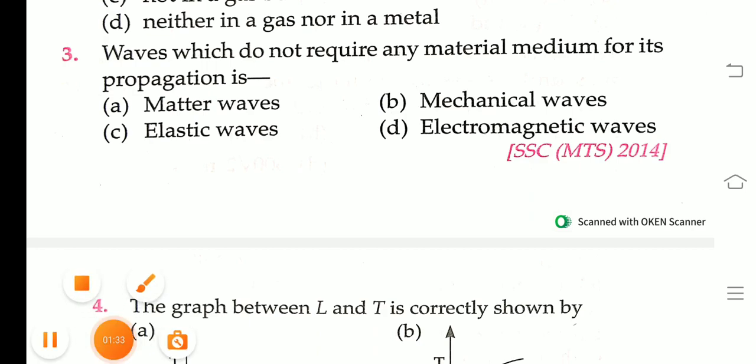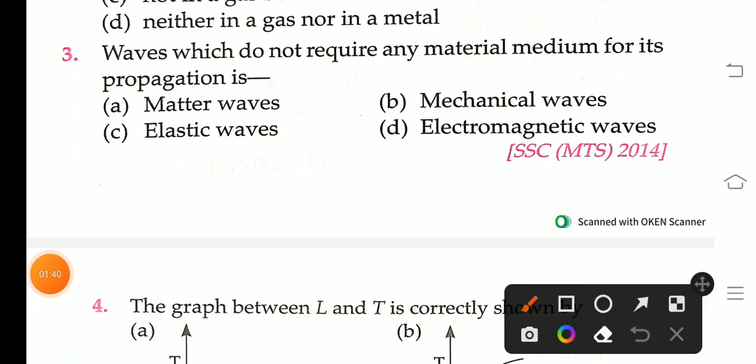Next, waves which do not require any material medium for its propagation is. Right answer will be option D. Electromagnetic waves.